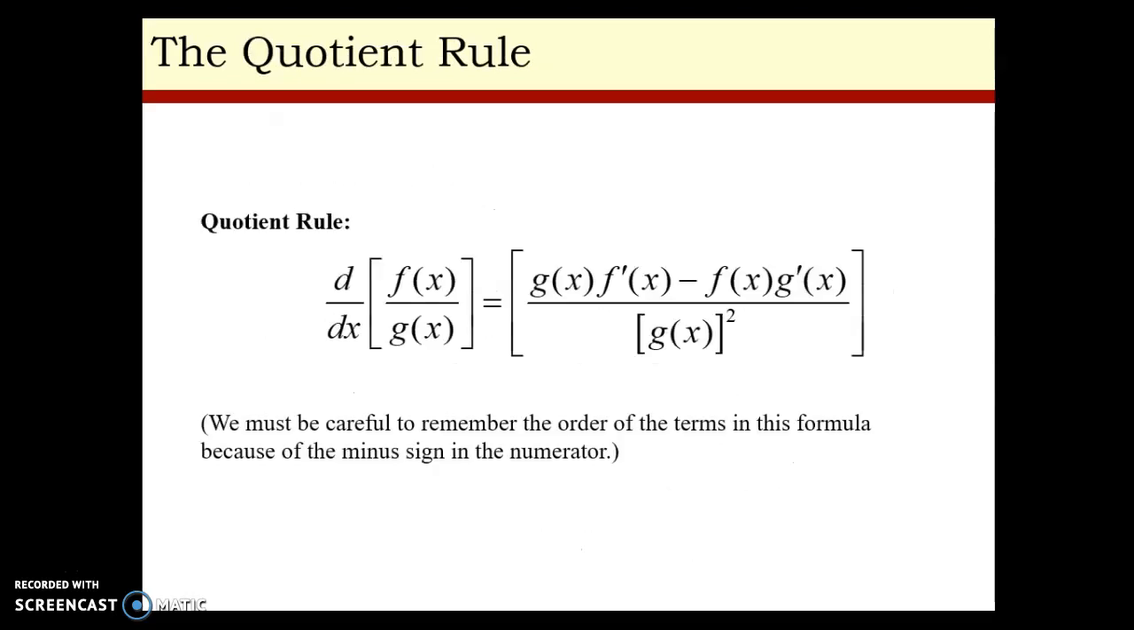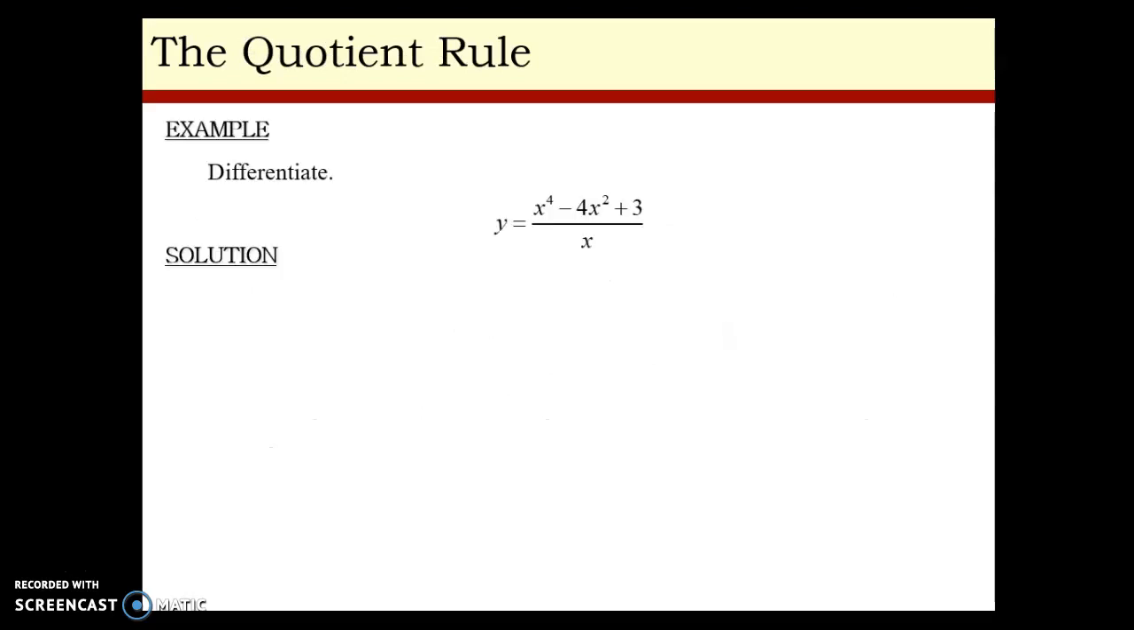Now let's look at the quotient rule. And the quotient rule is going to show us a couple different things. So let's differentiate y equals x to the fourth minus 4x squared plus 3 over x. So the solution, let f of x equal x to the fourth minus 4x squared plus 3, g of x equal x. So that's using the quotient rule.